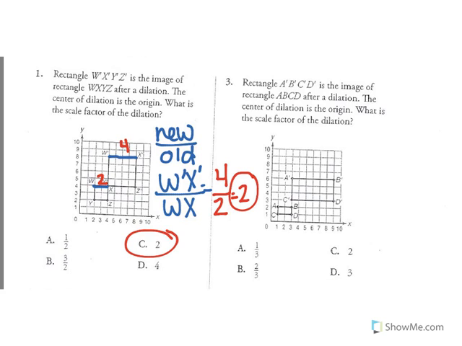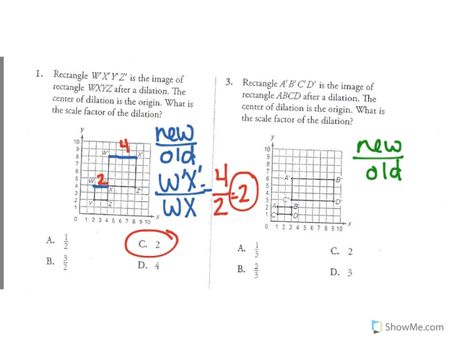All right, if you look at number 3, rectangle A prime, B prime, C prime, D prime is the image of a rectangle ABCD after a dilation. The center of dilation is the origin. What is the scale factor of the dilation? So we're going to do the same thing. We're going to put new over old, and we're going to pick one of these side lengths. These are all straight lines, so I could pick either one.